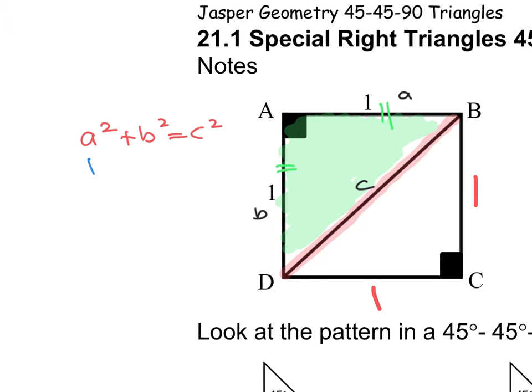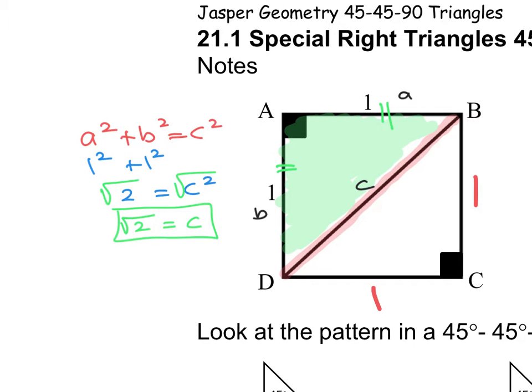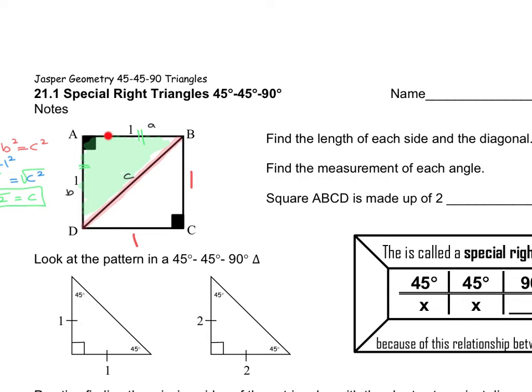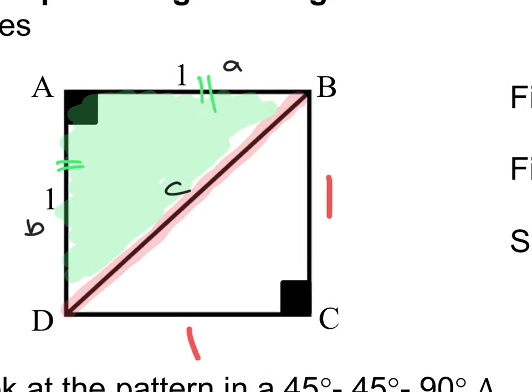Now, A squared is 1 squared plus 1 squared, which is 2, is equal to C squared. Then to solve for C, I square root both sides, and I can get that C is equal to the square root of 2. So in this case, I found the sides to be 1, and then the diagonal to be root 2.